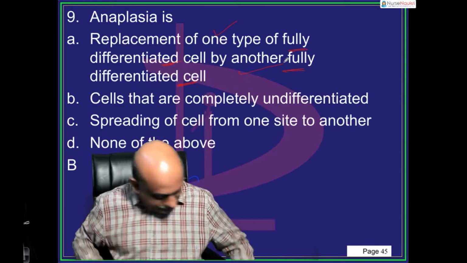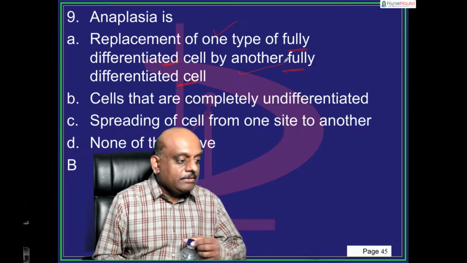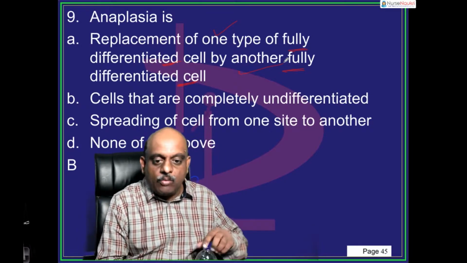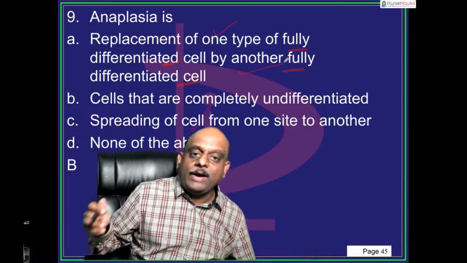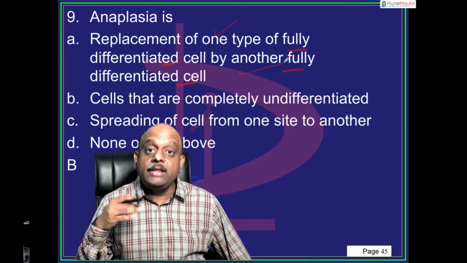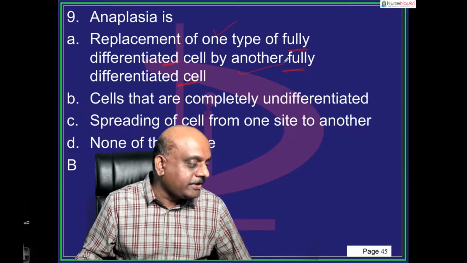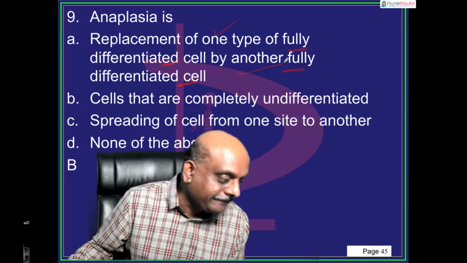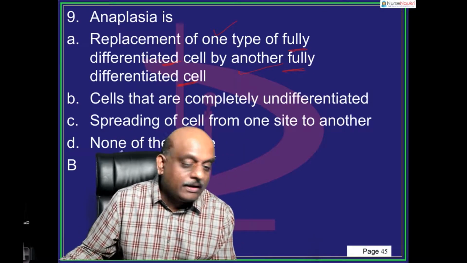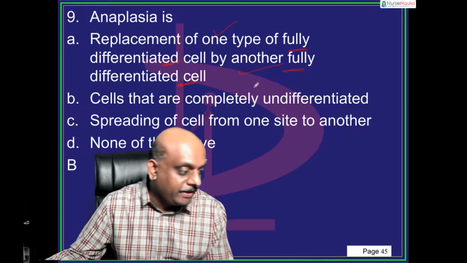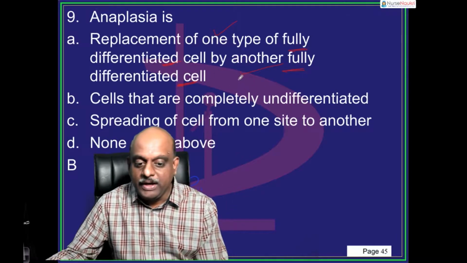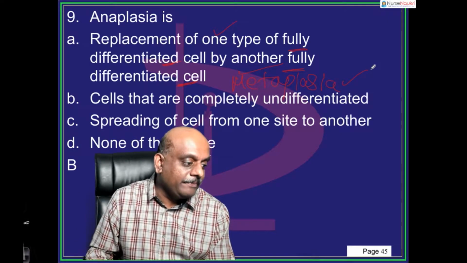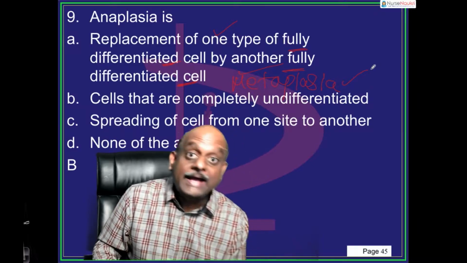Come on. Give one confident answer. What do you call when there is a replacement of one type of fully differentiated cell into another fully differentiated cell? Roja must give a word for this quickly. I'm waiting for Roja's answer. It is called metaplasia. As Ranjit said, it is called metaplasia. Okay, very good.